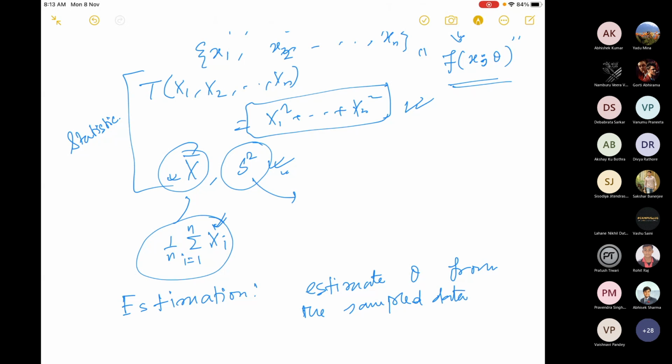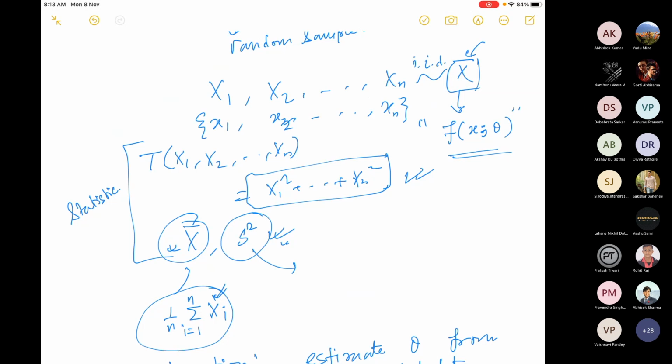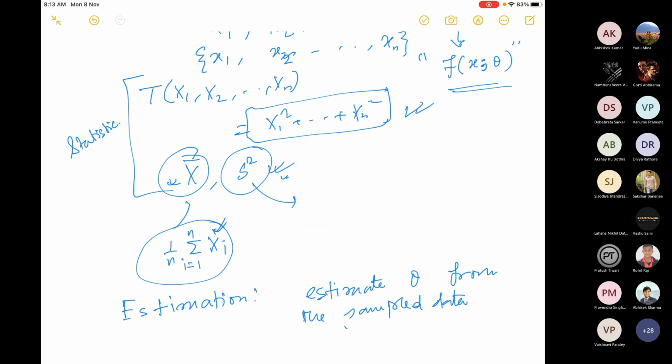So basically, I have this small x1, small x2, small xn. From those values, I want to define a number which can estimate this unknown parameter theta. Okay, and we said from the sample data, small x1 to small xn, I can define a statistic like x bar or s square, or anything, any statistic I consider. Then the question will be, if I replace those capital Xi by the small xi, will it estimate theta? Or what should be a statistic which will estimate this unknown parameter theta?